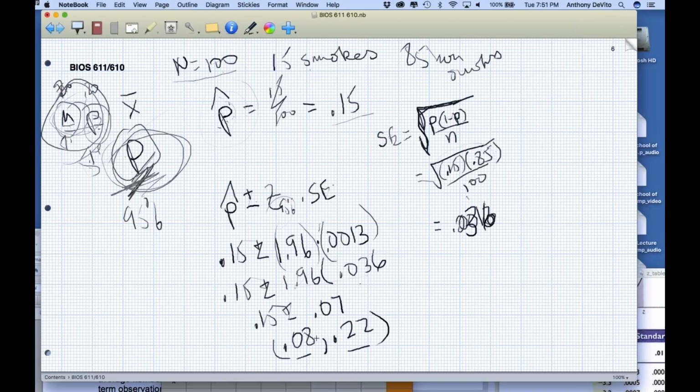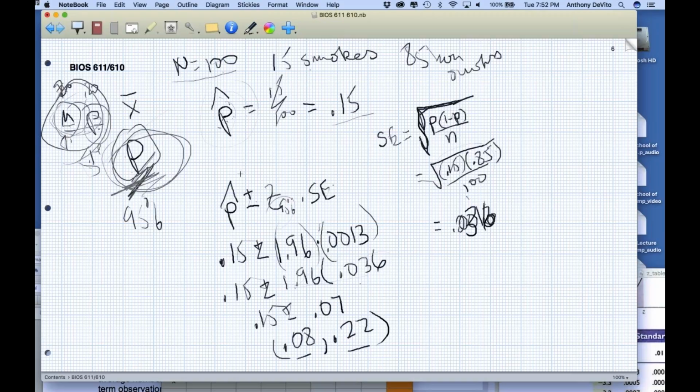Well, how could we improve that? How could we make that a narrower range? Well, I can make it a narrower range by reducing my level of confidence to 90%, right? Because that would change that 1.96. It would change that to 1.64, which would make it a narrower range. Or I could go to 99% and make it a wider range even than that is, right?